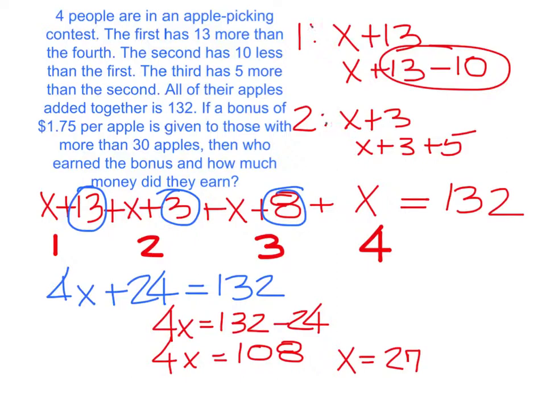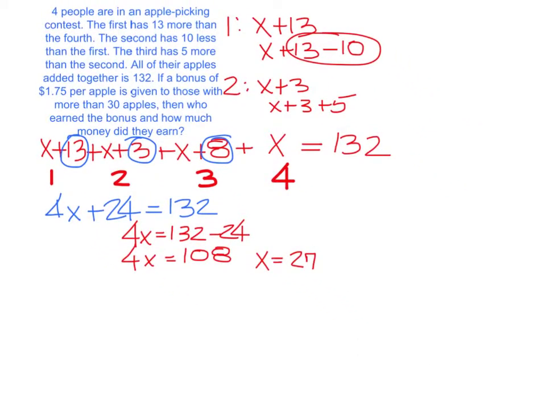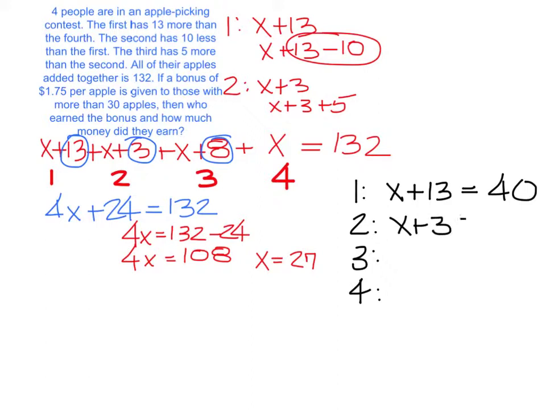Now we have to figure out who's earned the bonus. So we have to list all of these. We have person 1, 2, 3, and 4. If x is 27, person 1 is x plus 13. So person 1 earned how many? 40. The second one is x plus 3. If I put 27 in, what did they have? 30. The third one is x plus 8. What did that one get? And what is the fourth one? 27, because it was x.